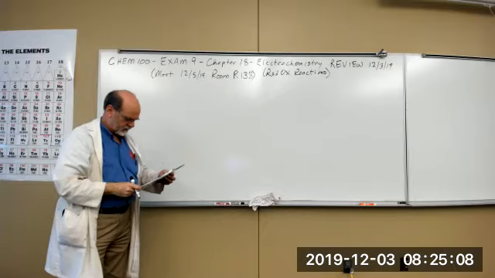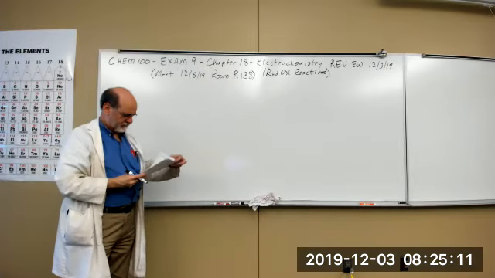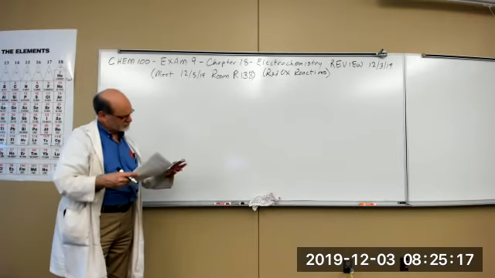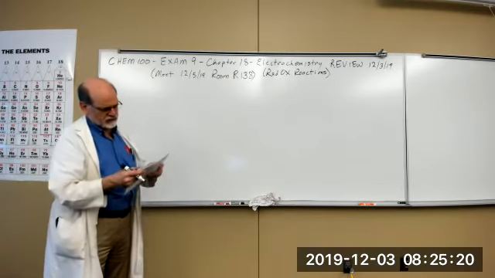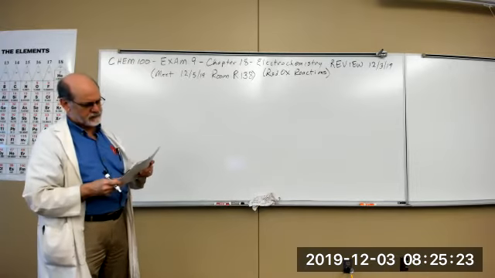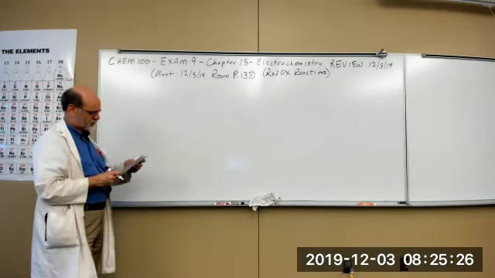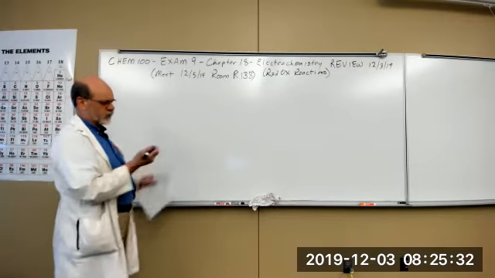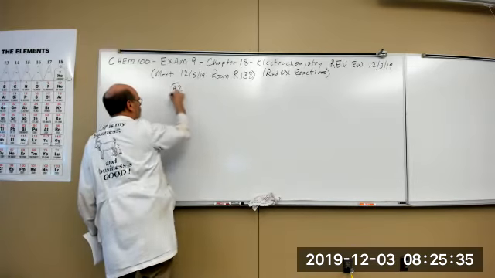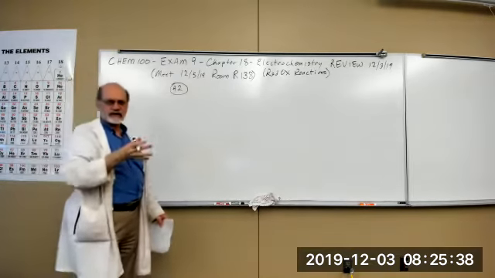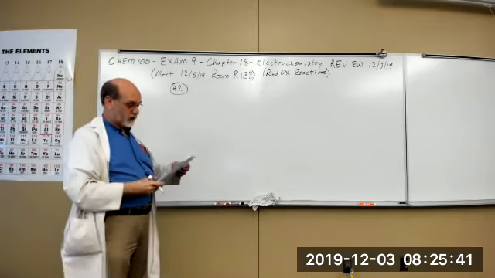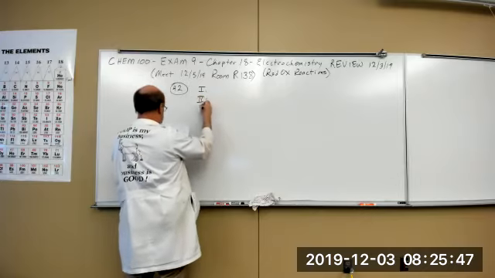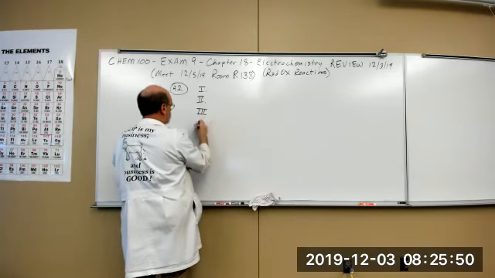Let's see what else we can come up with here. Let's get on to some more advanced stuff. How about number 42? Identifying which reactions are oxidation reduction and which ones are not, because not all reactions are oxidation reduction. So we've got these 4 reactions.